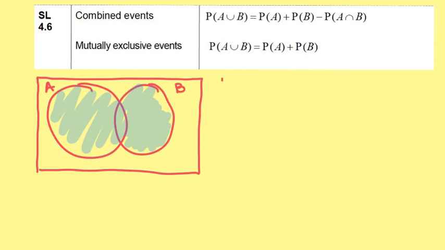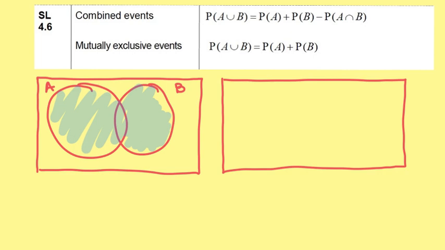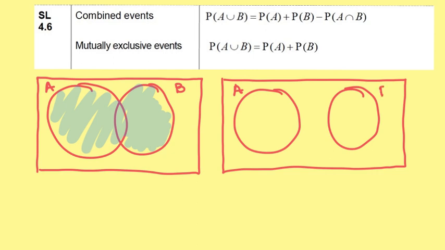The fourth formula is to do with mutually exclusive events. Well, mutually exclusive events have no intersection. So if we draw a Venn diagram, it will look like this, A and B. So in this case, the probability of A union B is equal to the probability of A plus the probability of B. In this case, we don't have to subtract the intersection because there isn't one.